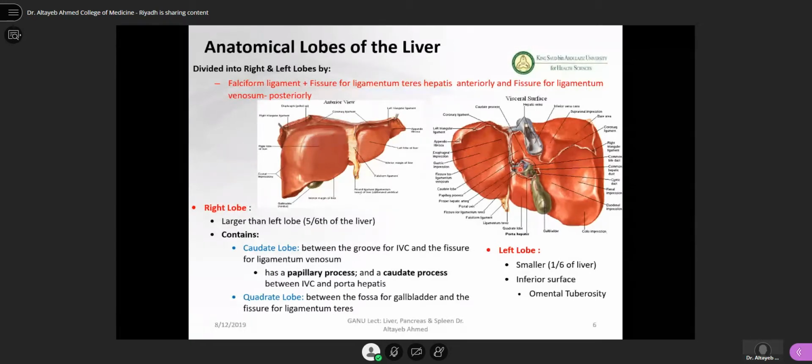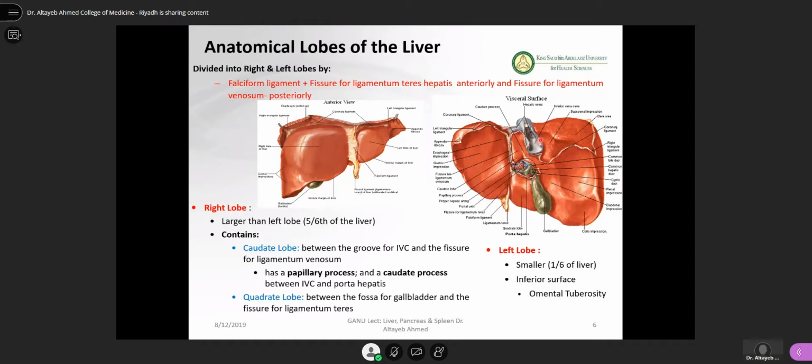Okay, we have here another lobe which looks like a comma, and we call this the caudate lobe. The caudate lobe is located between the inferior vena cava and ligamentum venosum, and it has a process which extends between the porta hepatis and inferior vena cava. We call it the caudate process.